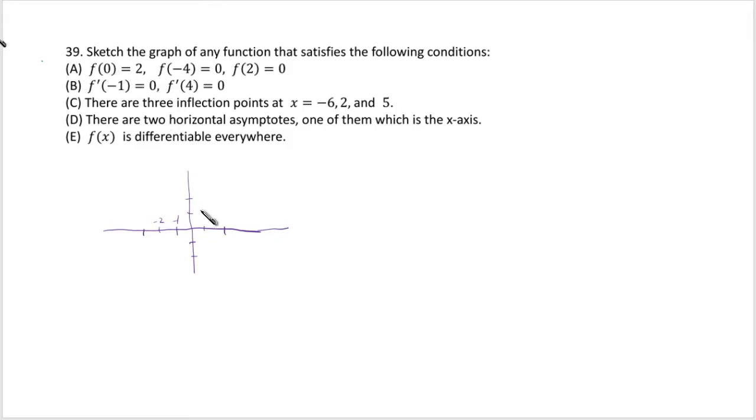f of 0 is 2, so that means the graph must pass through this point. f of -4 is 0, so here's -4. It has to pass through this point. And f of 2 has to be 0, so let's say this is 2. Alright, and then f of -1 has to be 0, f prime of 4 is 0.